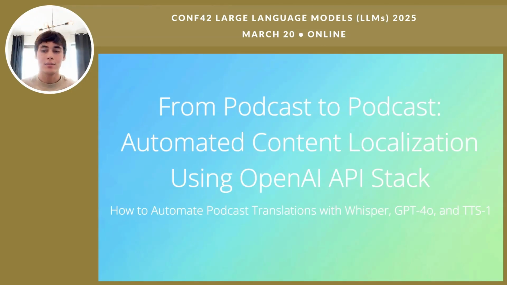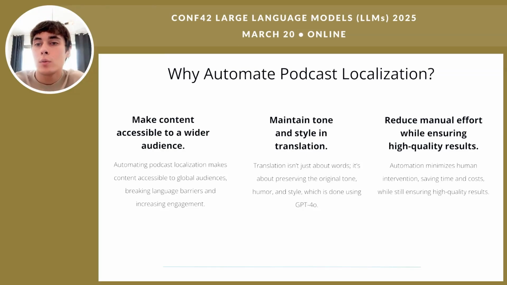Let's get started. The main question is why we want to automate podcast localization, and there are two main reasons. The first reason is to make content accessible to a wider audience. Podcasts which are only in English can now be consumed by Russian-speaking people without any knowledge of English. The second reason is to reduce manual effort while ensuring high-quality results. In other words, automation makes it simpler to translate podcasts without human intervention.